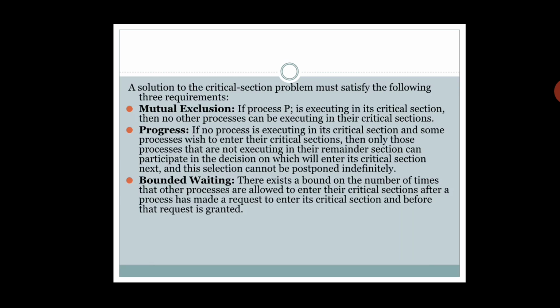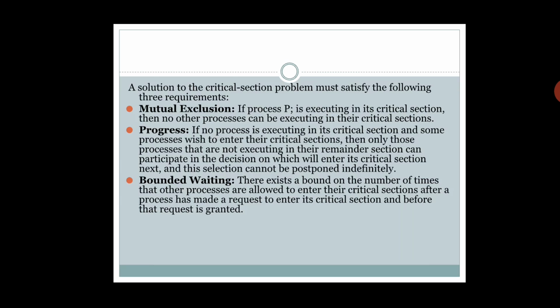The first one is mutual exclusion. If process P is executing in its critical section, then no other process can be executing in its critical section. That is mutual exclusion. If one process is in action, then the rest of the processes have to wait. There is no other option for sharing the critical section.